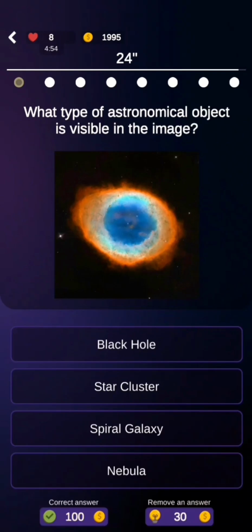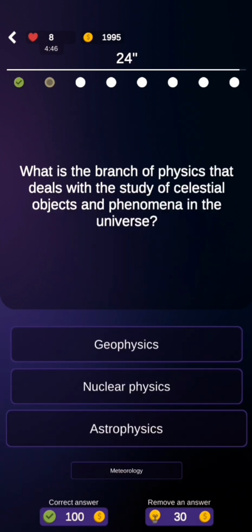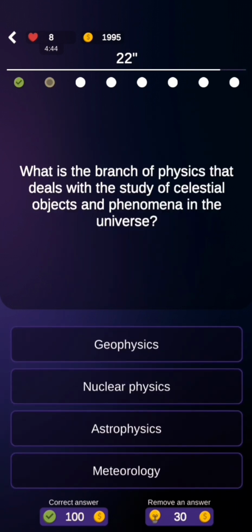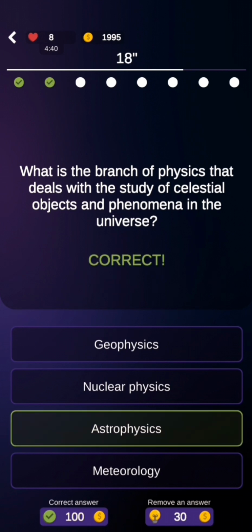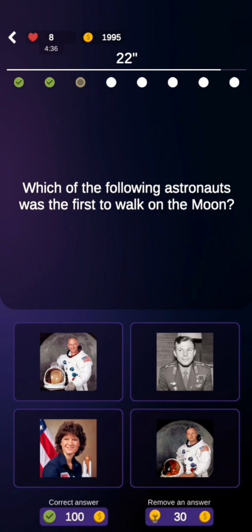What type of astronomical object is visible in this image? Ooh, that is the Helix Nebula, right? What is the branch of physics that deals with the study of celestial objects and phenomena in the universe? Astrophysics. Which of the following astronauts was the first to walk on the moon? That was Neil Armstrong.